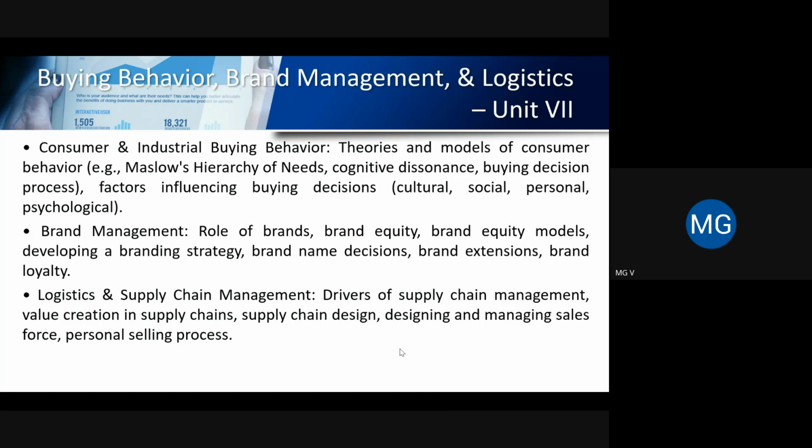Designing and managing a sales force involves recruitment, selection, training, motivation, and performance evaluation. Personal selling is a face-to-face interaction between a salesperson and a potential customer. The personal selling process typically involves prospecting, pre-approach, presentation, handling objections, closing, and follow-up. For example, a company might conduct market research to understand consumer preferences and then develop a branding strategy that resonates with its target audience.